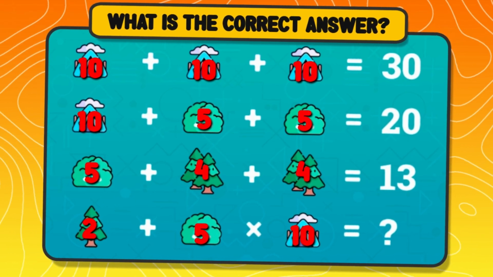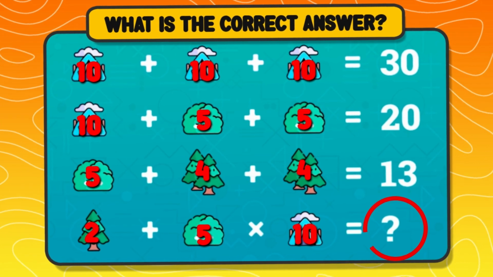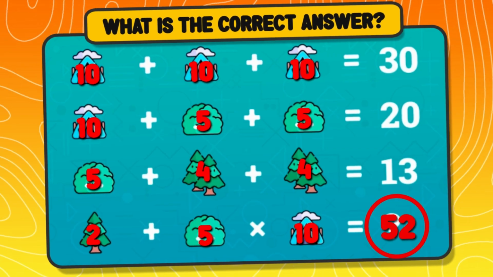Finally, let's solve the last line. First, we multiply 5 by 10, which gives 50, and then add 2, resulting in 52.